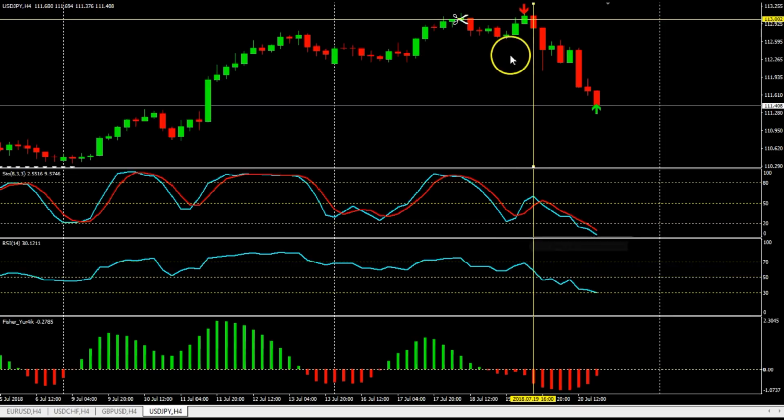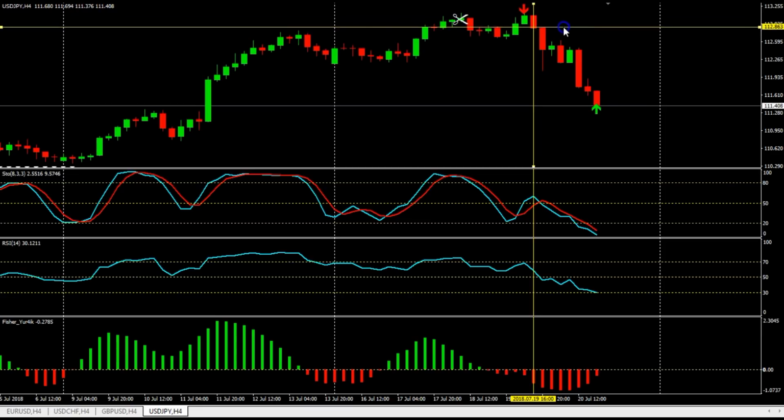I'm pointing down. Are you an aggressive trader or a conservative trader? If you're an aggressive trader, then you need just two indicators telling you to go short. So you will go short here at the open of the next candle, this candle. Okay, so this is where you will go short.